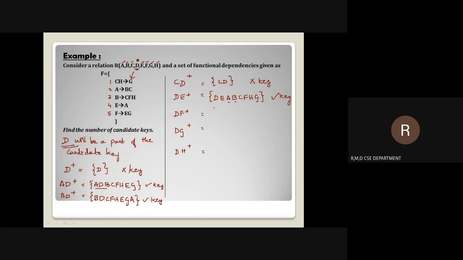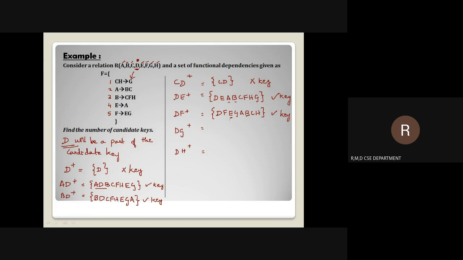Proceed with DF. DF determines DF. D alone doesn't determine any other attribute. F alone determines E and G, added here. This E separately determines A, as mentioned in functional dependency 4. A determines B and C. B determines C, F and H in functional dependency 3. So C is there, F is there, H has to be added. So now again DF determines all the 8 attributes of the relation. So DF is also a key.